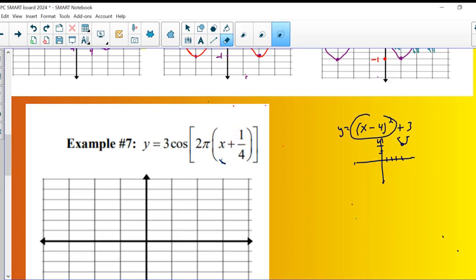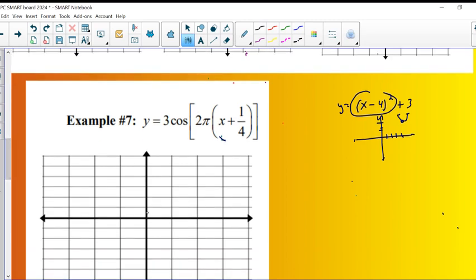So we know the amplitude is 3. So I'm going to go 1, 2, 3. So I know the amplitude is 3. There it is. Okay, and I know with 2 pi, if I do 2 pi over b, and my b is 2 pi, so that's 2 pi over 2 pi, which is 1, which is kind of cool. Okay, so that means my new period is 1.